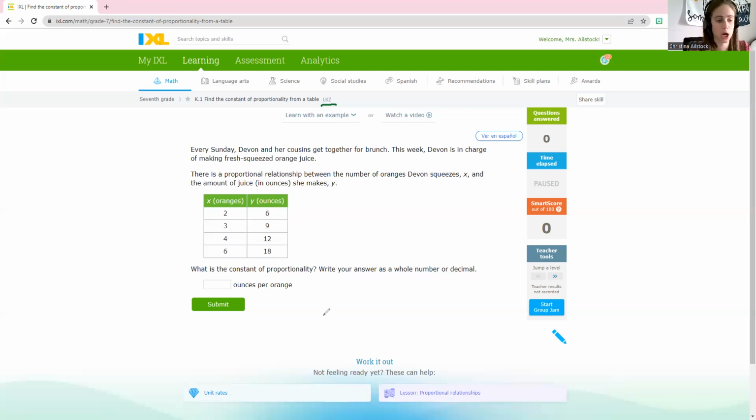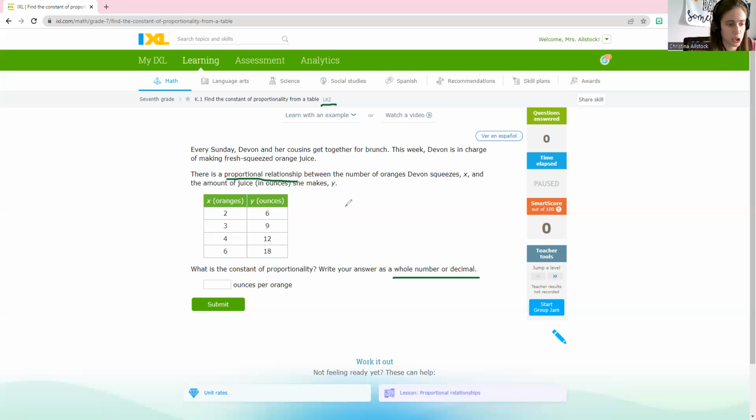We want to find the constant of proportionality, and our answer needs to be written as a whole number or a decimal. In this case, we are told that there is a proportional relationship. This is nice because it means we don't have to find the constant of proportionality for every single line in the table. Because we are told it's proportional, you can just choose any of the lines in the table to find that k.